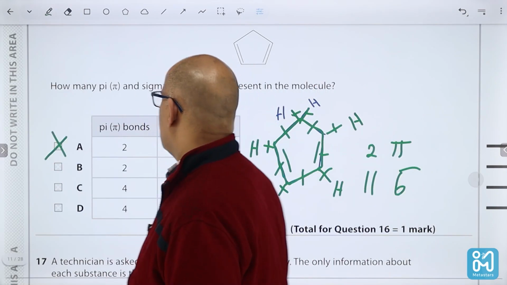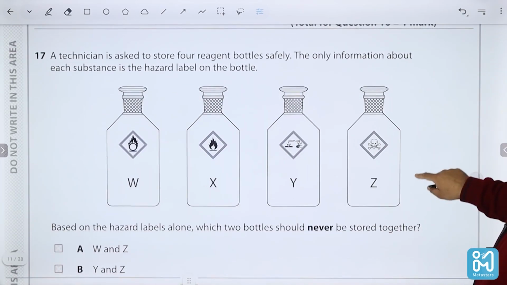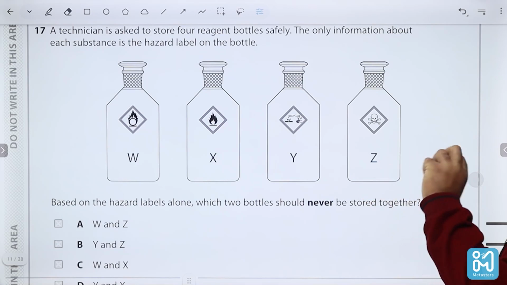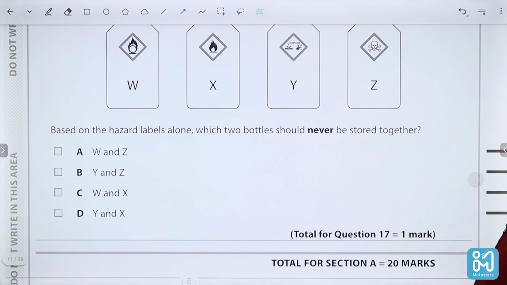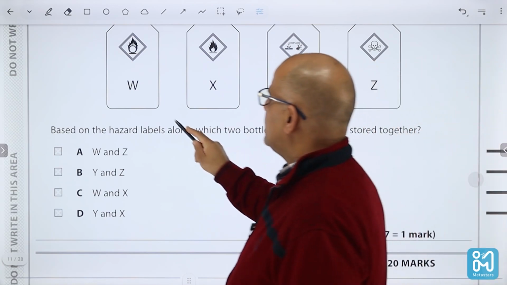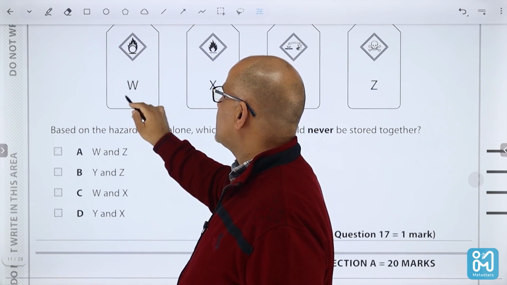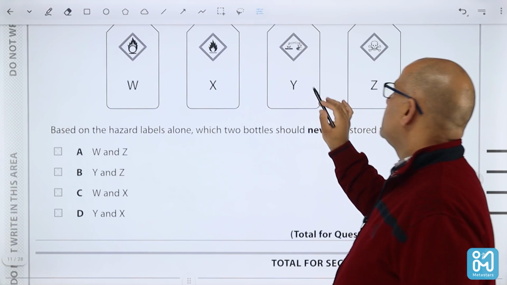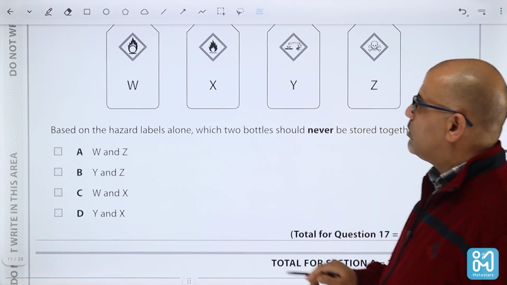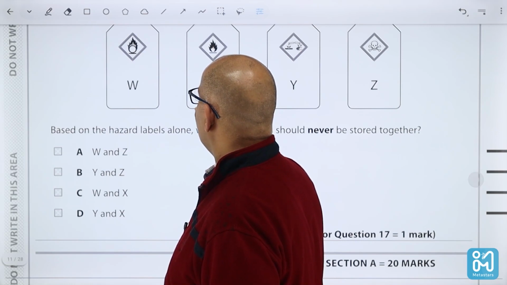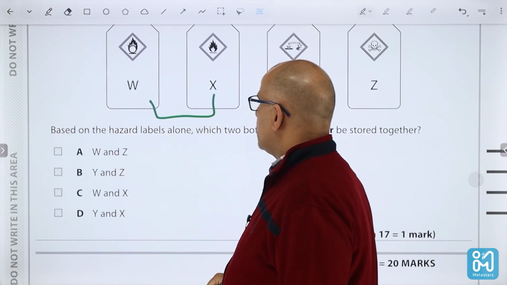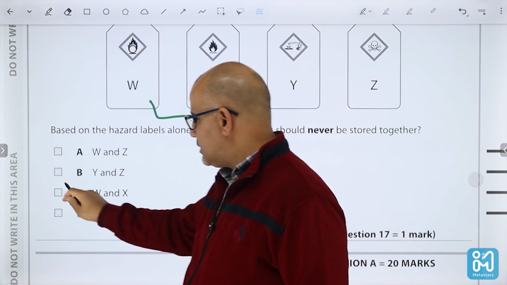Now, the next question is: a technician is asked to store 4 reagent bottles safely. The only information about each substance is the hazard labeled on the bottle. Based on the hazard labels alone, which 2 bottles should never be stored together? The first one is flammable, and it catches fire. The second one is an oxidizer. This is corrosive, and this one is toxic. So you can see that the oxidizer and the flammable one should not be put with each other. So W and X, which is C.